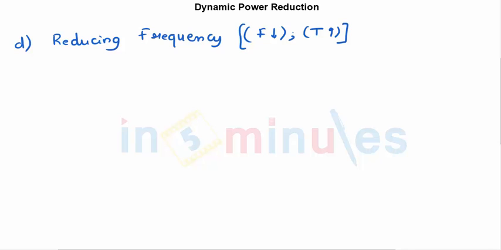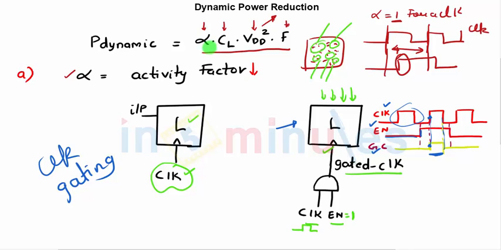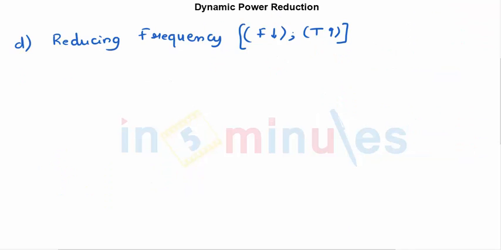The fourth one is reducing the frequency, right? If you go ahead and see the equation, it was alpha, switching activity factor, load capacitance, VDD, and frequency. Again, if I reduce my frequency, we know time period is inversely proportional to frequency. So reducing the frequency will increase the time period or the delay, and that will make my circuit slower.